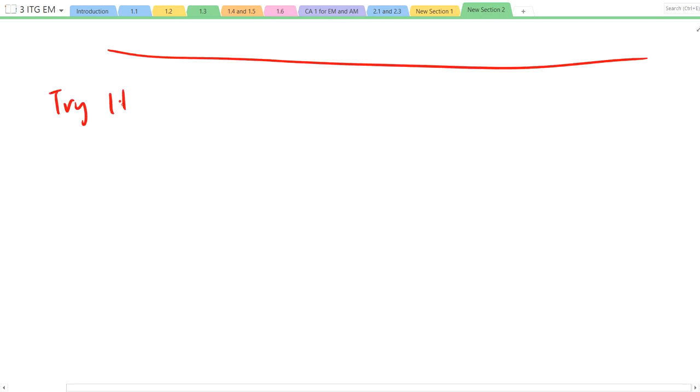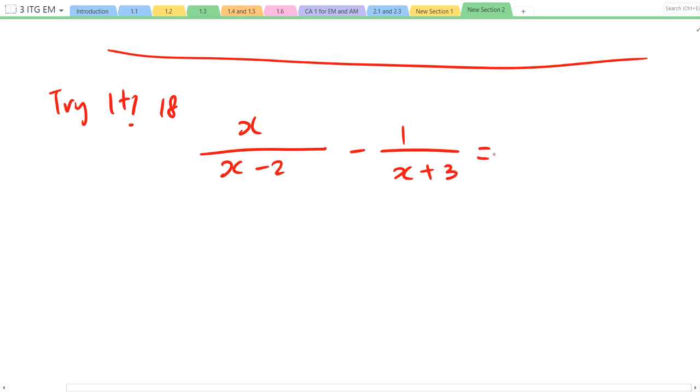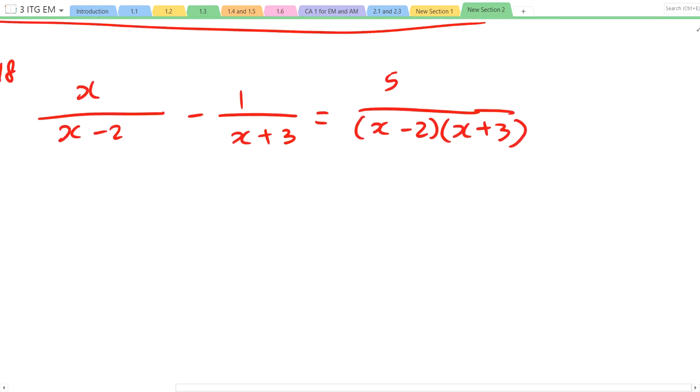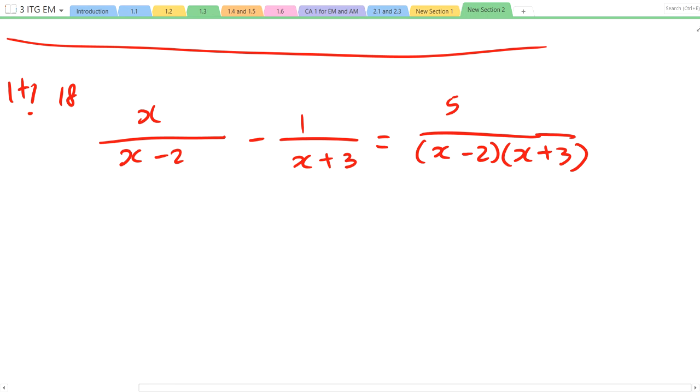So Try It 18. Okay, we are trying to solve this. During this lesson, I will not solve it. Okay, we'll just talk about the steps we have to take to solve it. I've got a fraction minus a fraction equals to a fraction. What does your primary school maths tell you about these two? Make the denominator the same. Can you do that? Yeah.